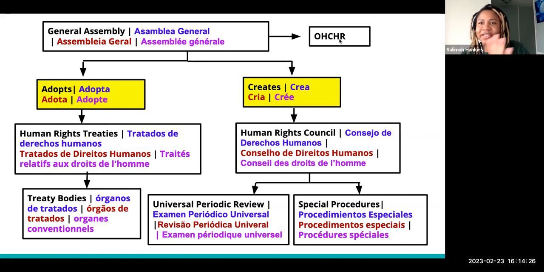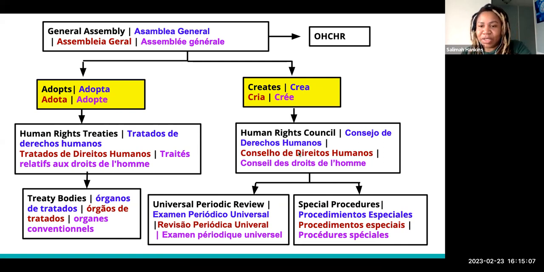And then I have the Office of the High Commissioner for Human Rights to the right here. In the upper right, it says OHCHR. I'm trying to slow down a little for the interpreters. OHCHR. I will explain a little bit about what they do, but for the purposes of this, think of the Office of the High Commissioner for Human Rights as the body that helps to implement all of this. It helps the Human Rights Council do the reviews that they need to do on human rights. It helps the special procedures. And I'll go a little bit more into that.